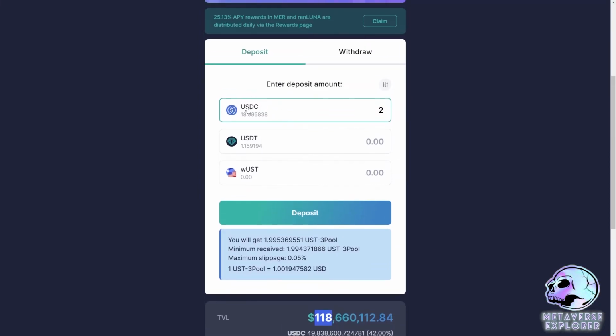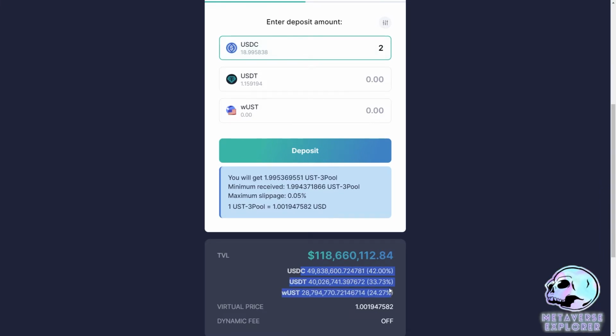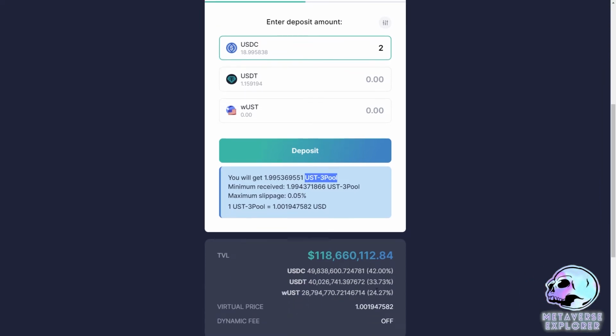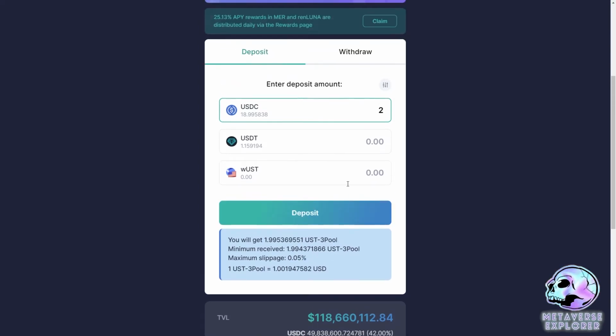You can put only one token if you want. You can put all three tokens in an equal amount. If you put a single token, what this does is it has to split your two USDC into the other tokens at an equal distribution and then puts it into this pool. Okay. Let's go ahead and deposit that. We will get 1.99 of the pool, which is a little shy of $2 because this is not equal. Maximum slippage is okay. And let's go ahead and deposit.